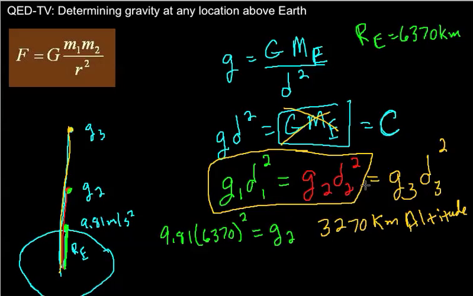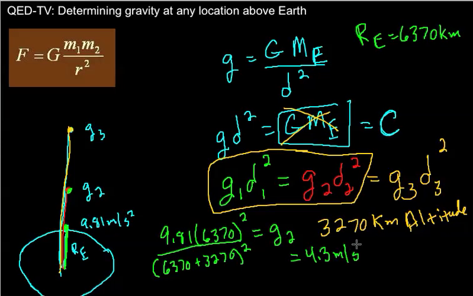And I could divide by my distance squared underneath here. So what is the total distance? Well, it's going to be the radius of the Earth, 6,370, plus the altitude, 3,270, squared. It's going to be that distance squared. And if I plug this all in, I should get a gravity a lot less than 9.81 because it's further away from the planet. If you plug this into your calculator, you should try it out. You get like 4.3 or something around there. 4.3 meters per second squared.